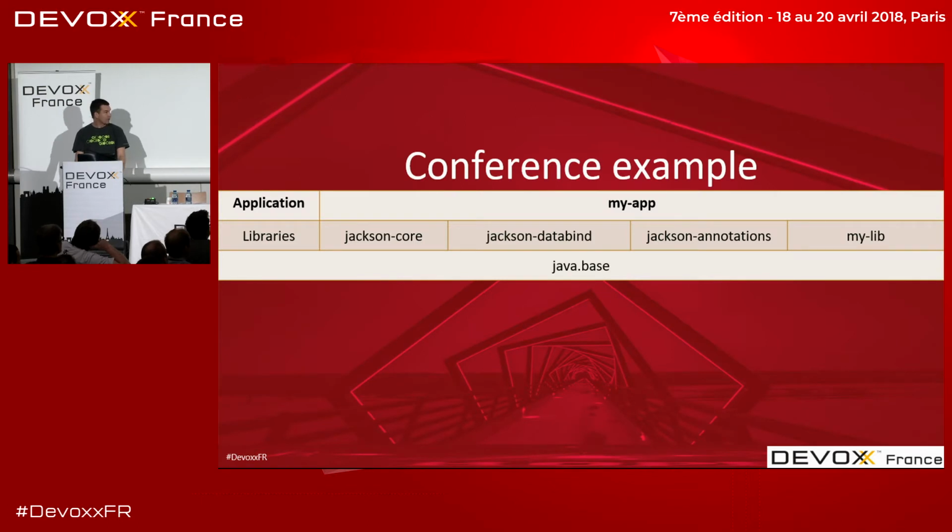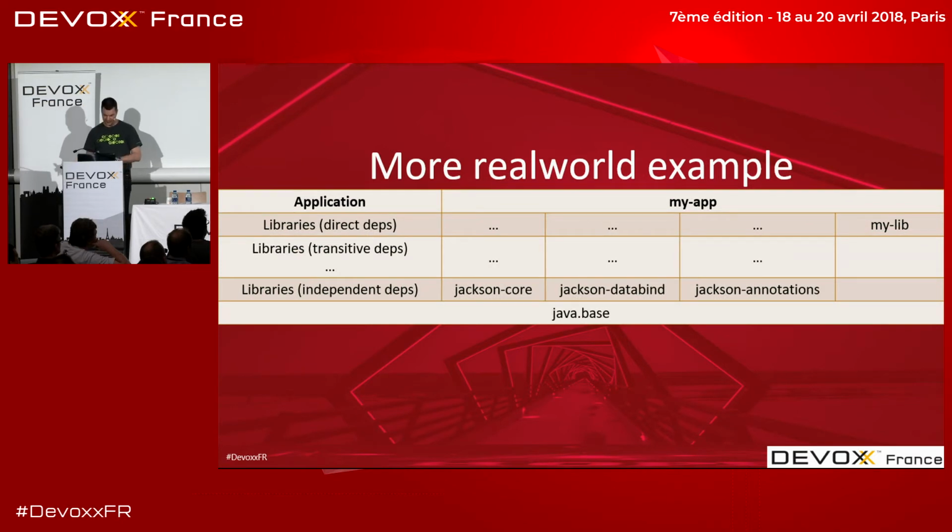So for those who have seen Mark Reinhold, Alex Buckley, or other people, this is the example they use quite often to explain how you can modularize your project. So both from the developers of My App, but also the ones developing Jackson. But this is the conference example. If you take a look at a real-world example, it's much more like this.